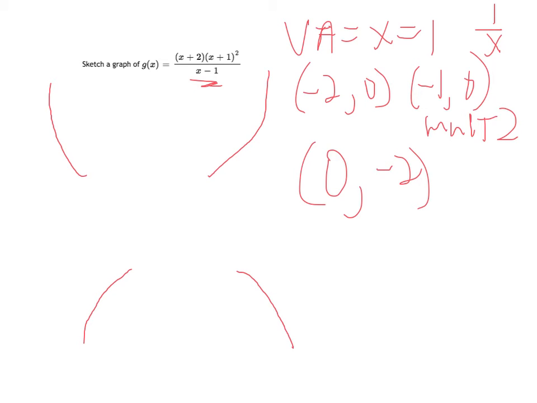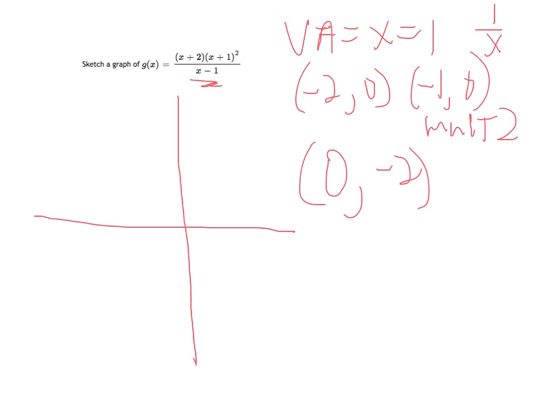Okay, we don't know which way that's going yet. So now let's start plotting some points. It's going to pass through (0, -2). It's going to pass through (-2, 0). It's also going to pass through (-1, 0).